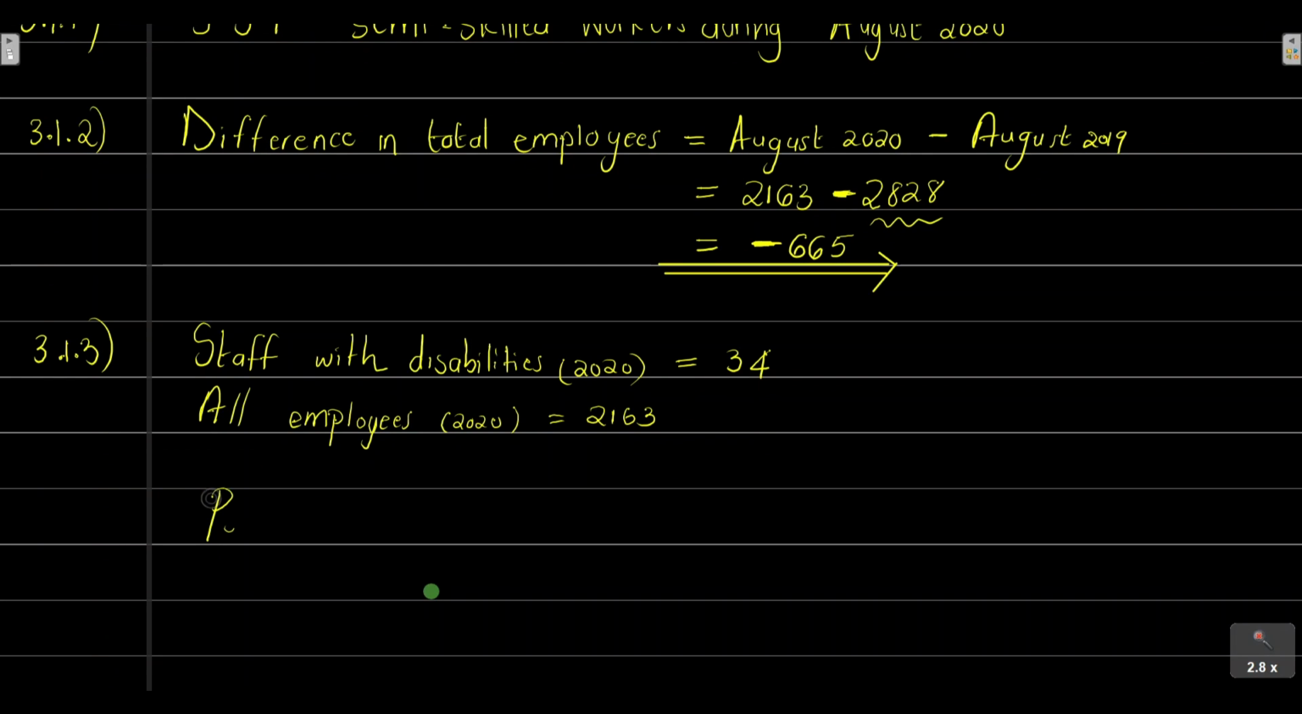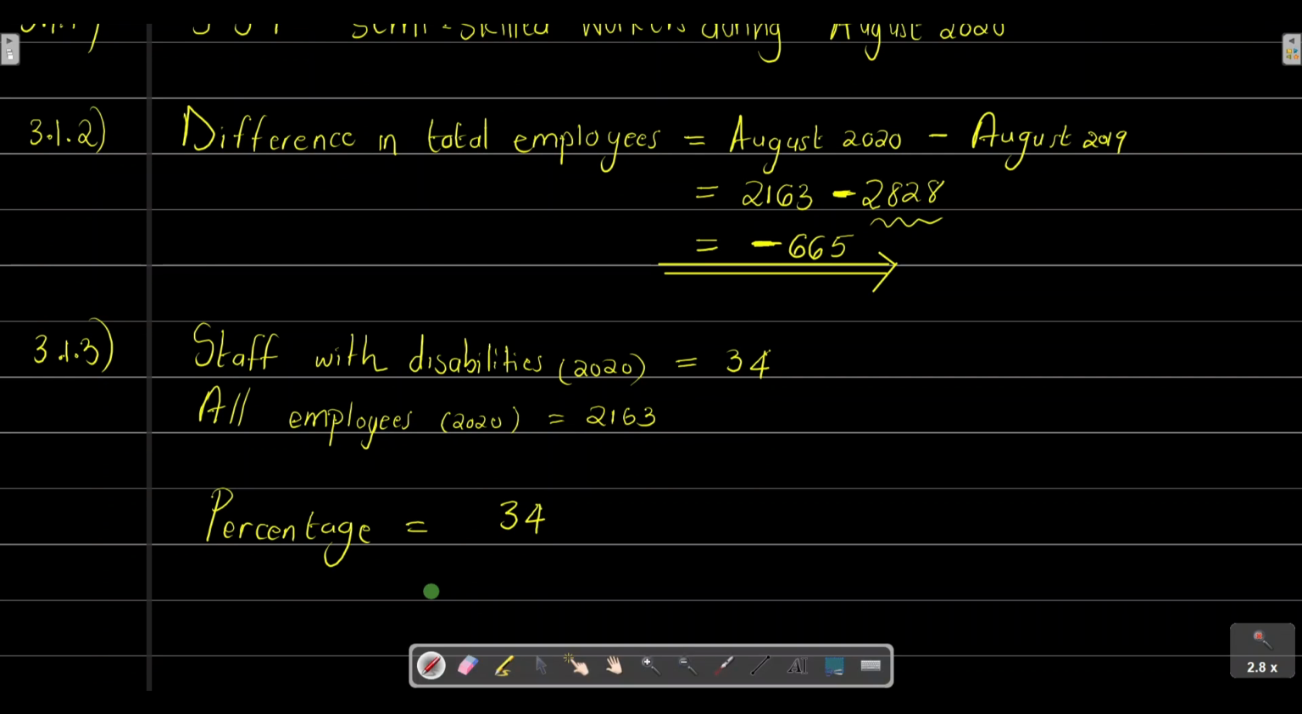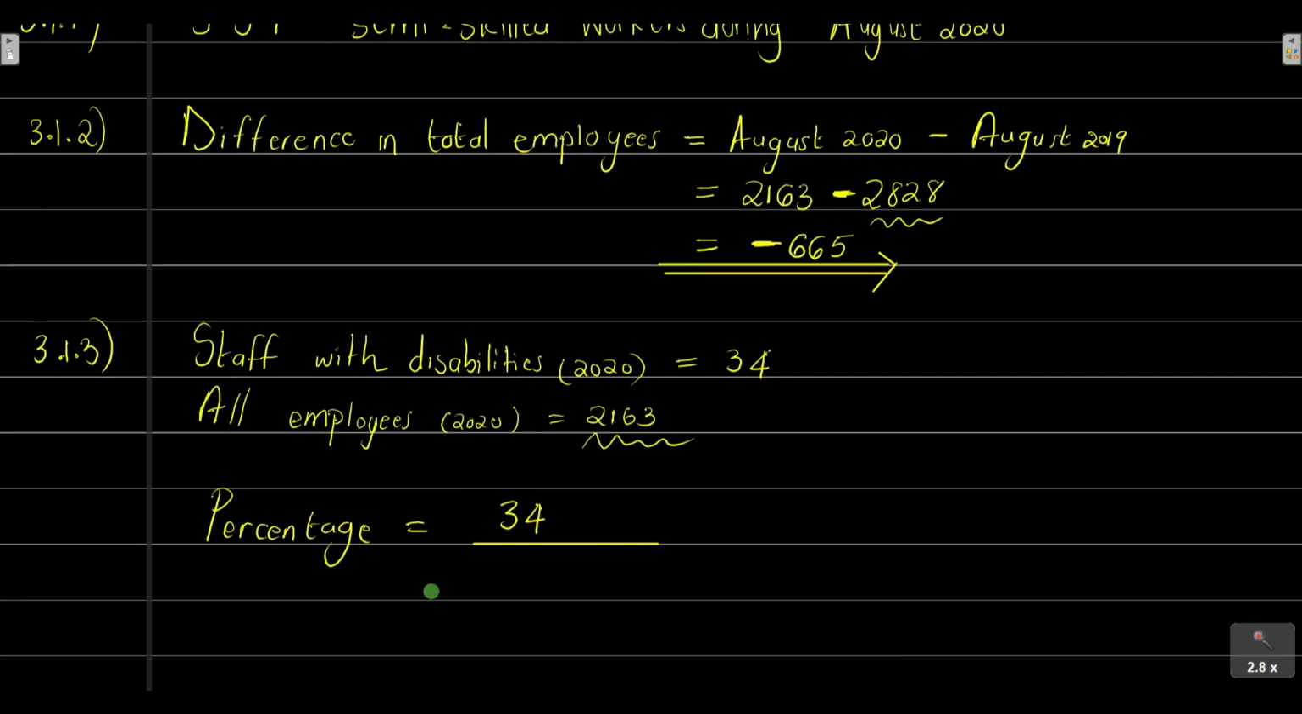the percentage is equal to, what is the total number of staff with disabilities? It's 34, divided by the total number of employees. Remember, this value also includes the staff with disabilities, so we're going to divide it by 2,163. Remember, we want the percentage, so we want to multiply it by 100.